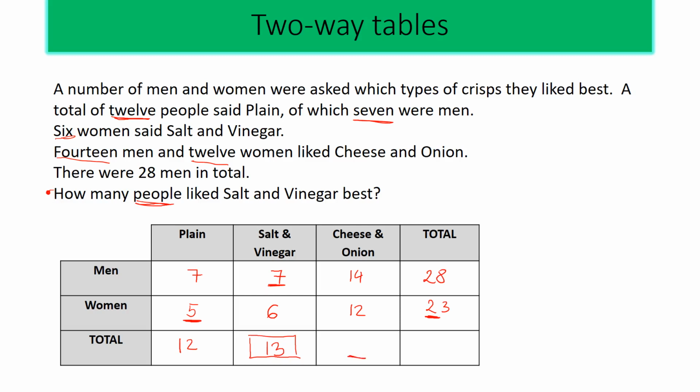So to work out this total here, I need to add 14 and 12, and that is 26. And to work out this value here, I can either add 28 and 23 or 12, 13 and 26. So I can get this total either from the column or from the row. I'm going to choose the column because I have only 2 values here, so it's easier to add. So 28 and 23 added together is 51.